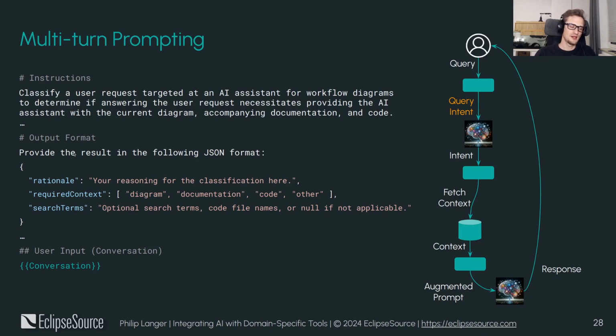And how this could look is here a simple prompt where we ask the LLM to classify a user request targeted at an AI assistant for workflow diagrams, to determine if answering the user request necessitates providing the AI with the current diagram, some documentation, or code that might be related. We want it to answer in a specific output format so that we can very easily process it, and we give it the conversation as context. That's what the LLM gets, and it will then answer: we should add the diagram, or we should add the code, or we have some other question that I can't really classify with the given categories.